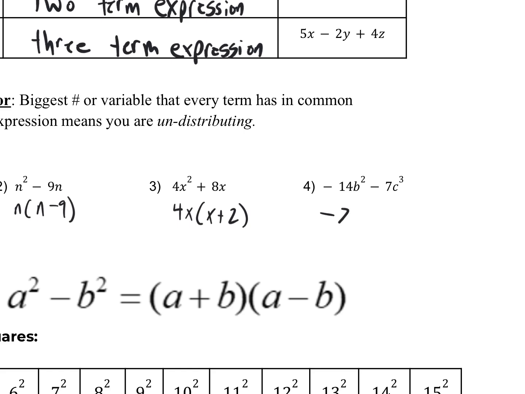And then the letters, there's nothing in common. One's a b squared, one's a c cubed. B and c don't mix, so there's nothing we can do with the letters. All we can factor out is a negative 7. All right, so negative 14 divided by negative 7 is 2. So still have that b squared. Negative 7 divided by negative 7 is 1, so all that's left is a positive c cubed there.